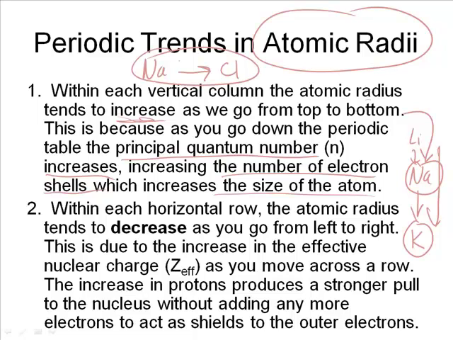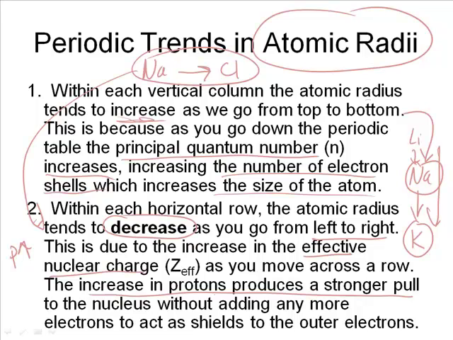But as you go across the periodic table, this is the one you kind of have to think about a little bit. Because within each horizontal row, as you go from left to right, the size of the atom decreases. The size of the atom decreases because, think about again, effective nuclear charge. As you go from left to right, the number of protons is increasing. As the number of protons increase, the attraction to the nucleus also increases. Okay, so the radius gets smaller, so the atoms get smaller as you go from left to right because there's an increase in the protons, which produces a stronger pull.